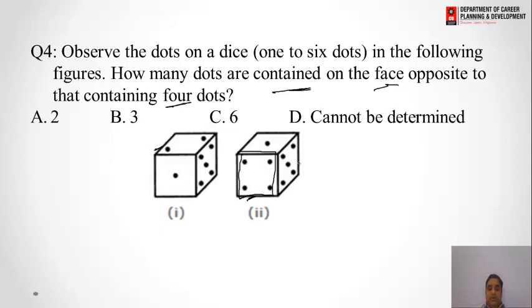Now focus on this 5 part, that face carries 5 dots. Adjacent of 5 is our 4, 1 and this 2 we have. 1 is adjacent to 2, that cannot be opposite to each other, and a dice is having those parts which can be opposite to each other. So the right answer is option number 1, that is 2.